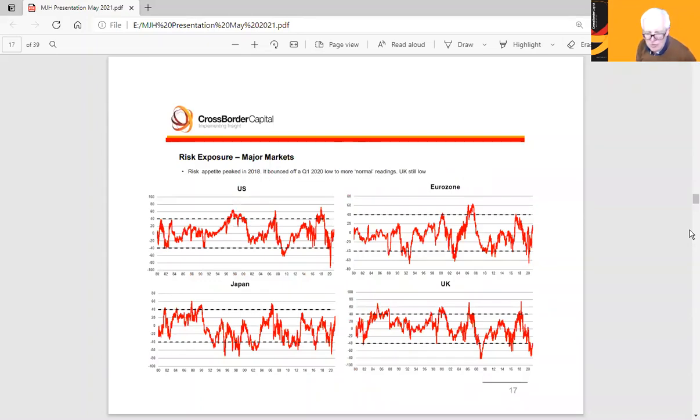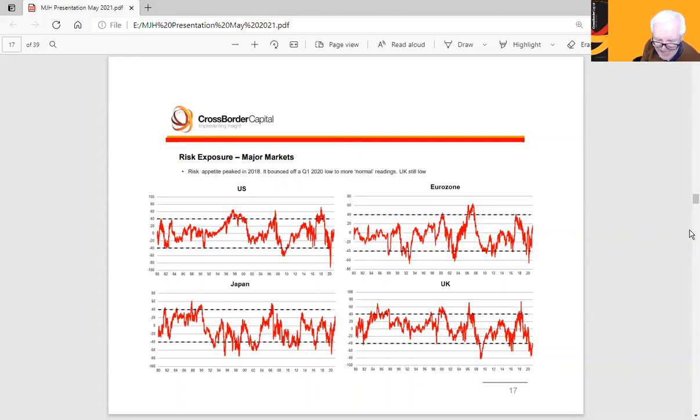What about risk exposure in different areas? Where are investors heavily or lightly exposed? What we show here is the track record of risk exposure in US, Japan, UK, and Eurozone. You can see there that the US is about average on that score. The time to get worried about Wall Street is when you get up to the top trend line, and those are periods where the market historically has corrected. The time to buy Wall Street is when you're below that lower dotted line. There have been some great buying opportunities in the past.